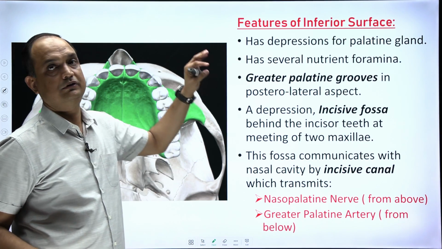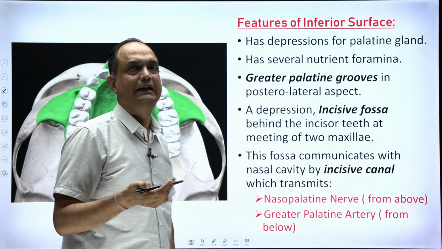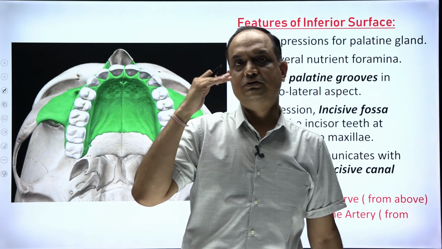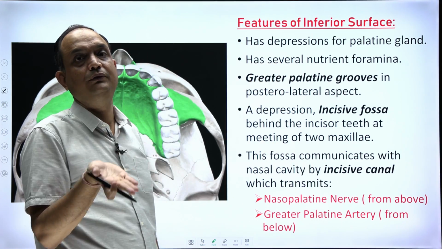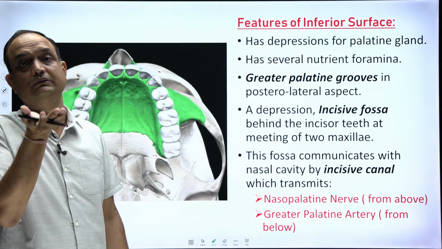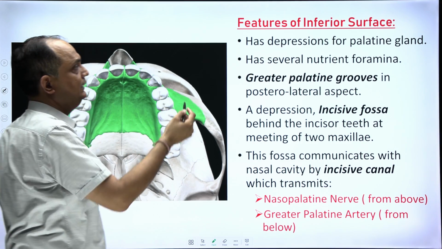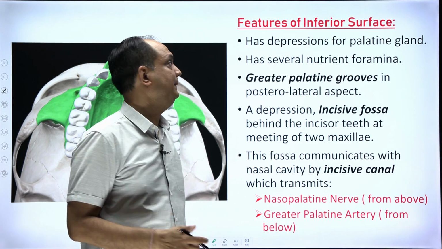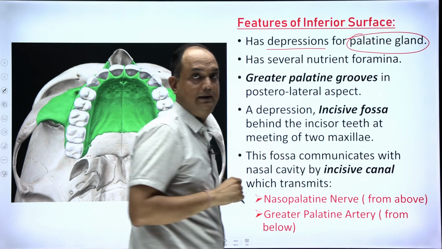First are the features of the superior and inferior surface. Now the superior surface does not have any specific feature, it is just convex and covered by the nasal mucosa. Now when we come to the inferior surface, that means towards the oral cavity, in this surface you will find several small pits, and these depressions or pits are for the palatine glands.